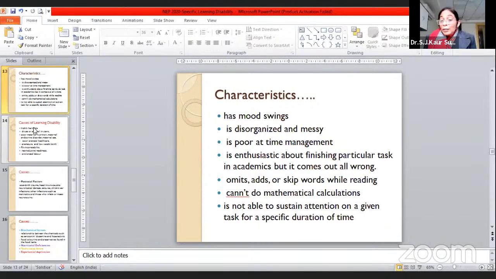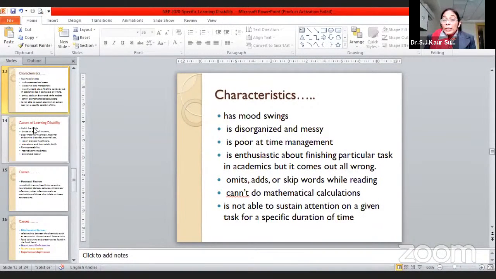And then another is that they cannot do mathematical calculations. If you give them some clues, and mentally tell them, okay, this is 4, then 5, like on fingers, they will do. But as soon as you tell them to put it on paper, they will not be able to do it. So there are problems with that also.